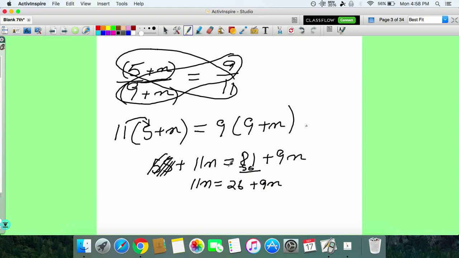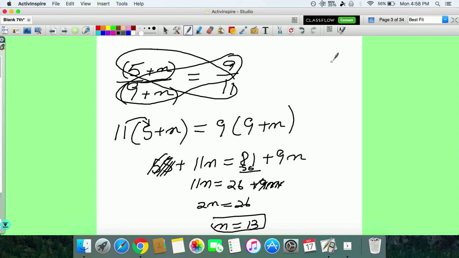What can I throw from each side to balance the equation? Well, I can't throw 11n because there's not enough n on this side, but I can throw 9n now. So if I throw this out, I have 26 left over, and for the 11n, I have to get rid of 9, so 11 minus 9 gives me 2n. 2n equals 26, or what number multiplied by 2 gives me 26? n is going to be equal to 13, because 2 times 13 equals 26. So here is my mystery number.